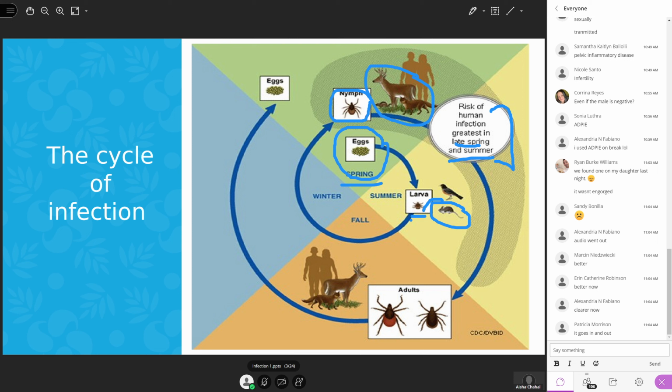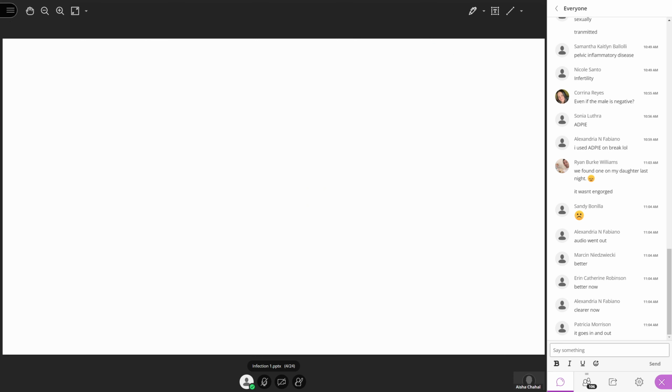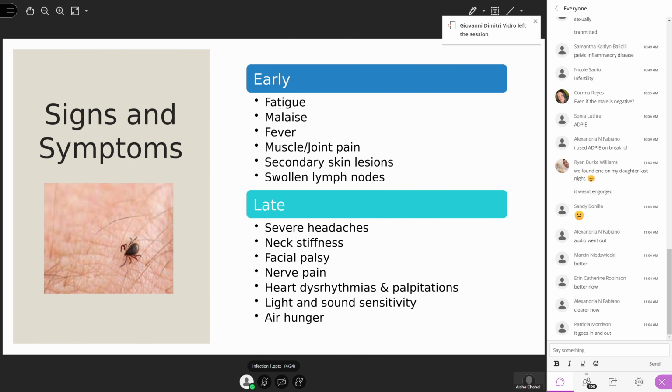So you can imagine we had to call for putting the sprays and stuff, which I will talk about, what type of sprays are best for that. But this is a cycle of the tick, or how they infect us. Signs and symptoms, early and the late symptoms.